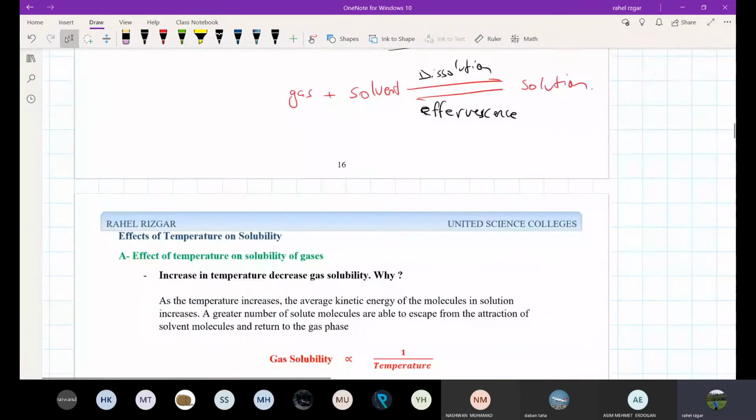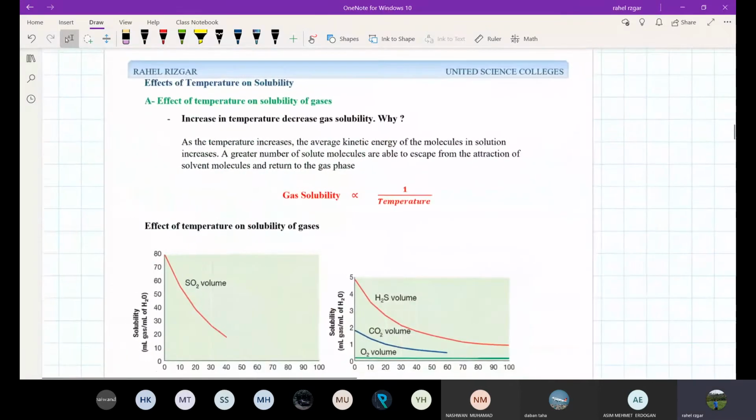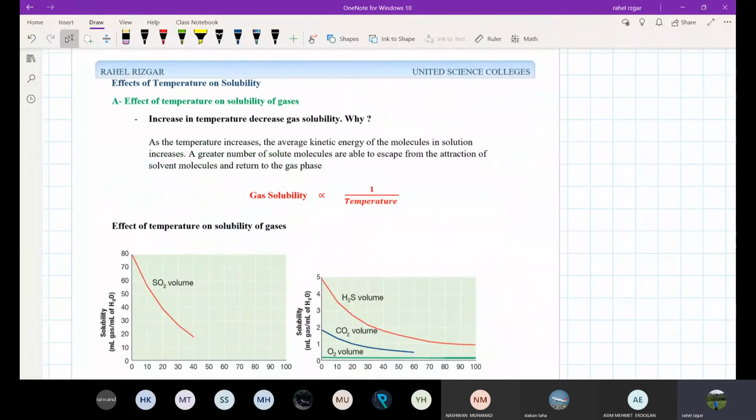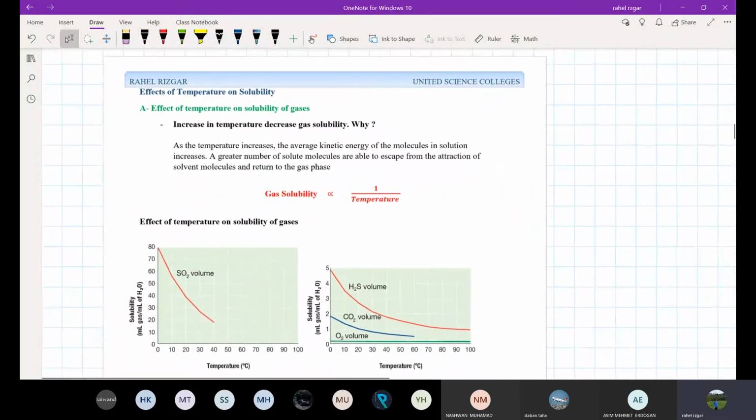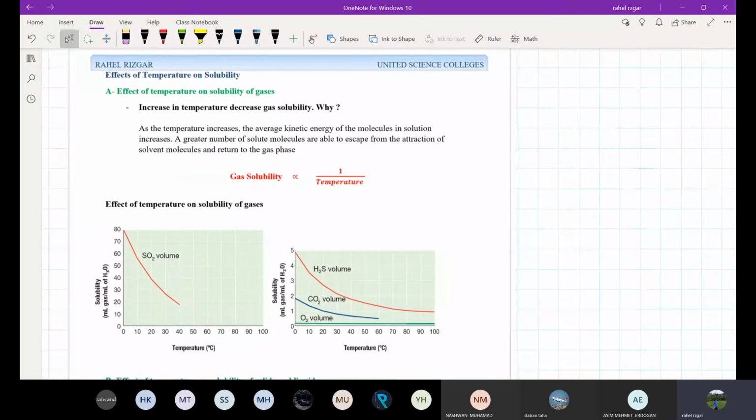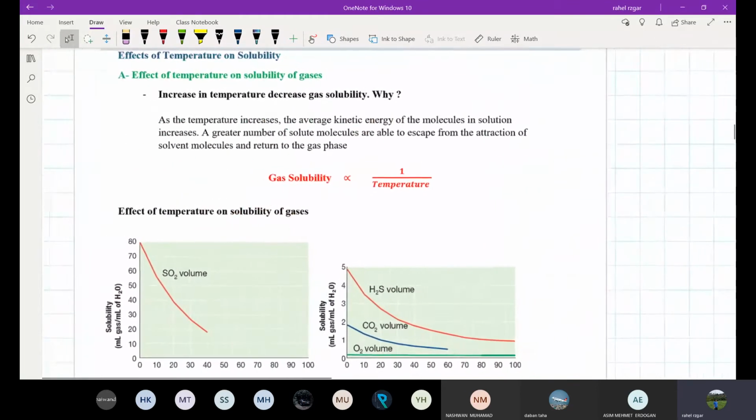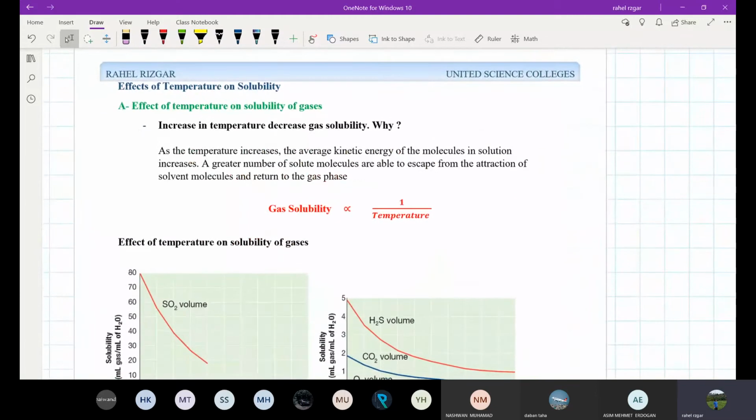Now we continue on the effects again. So we have two effects, two changes. First one was pressure. Second is temperature. For temperature, we can talk about gases, liquids, and solids. I have divided the subject into two parts. First, the effect of temperature on the solubility of gases. Increasing temperature decreases the solubility of gas.